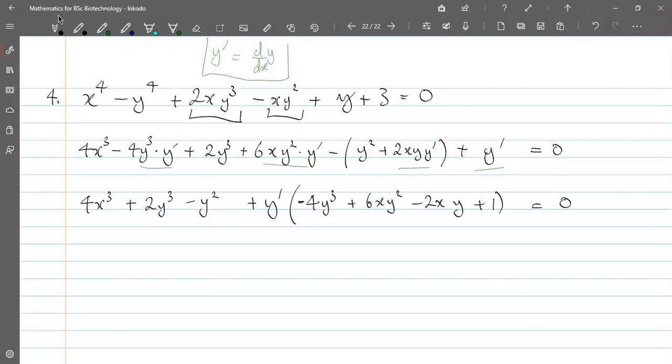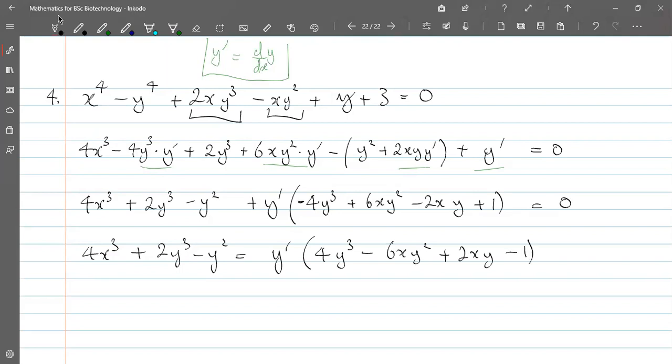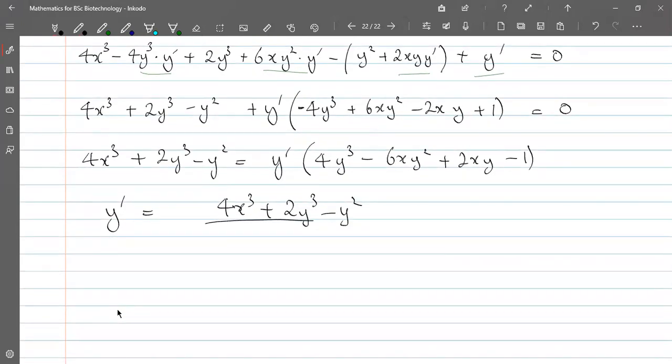And so taking all of this to the other side, 4x cube plus 2y cube minus y square over here. And when you take it to the other side, there's a minus here, which I'll distribute inside. 4y cube minus 6xy square plus 2xy minus 1, right? The minus coming from taking this over to the RHS. So finally, y prime equal to this divided by this. So 4x cube plus 2y cube minus y square upon 4y cube minus 6xy square plus 2xy minus 1.